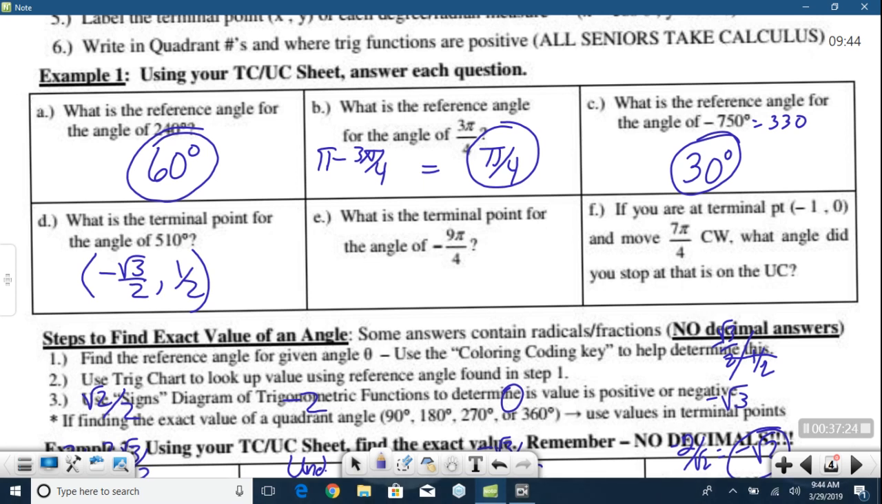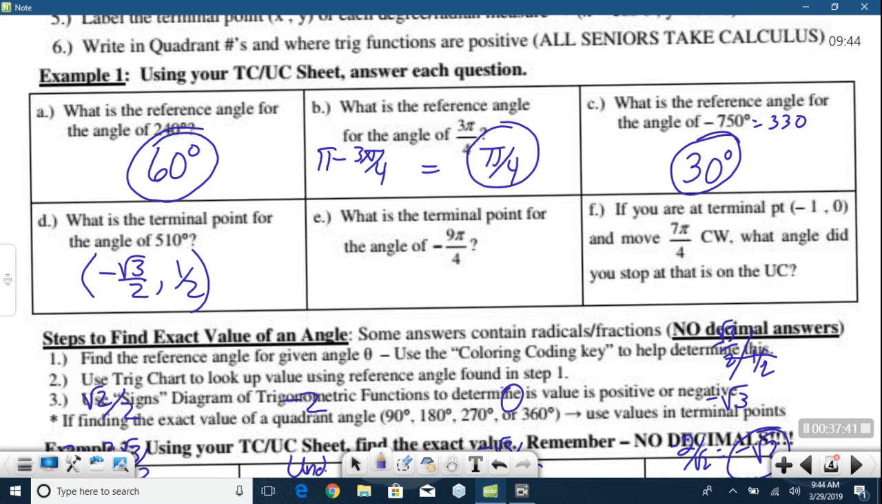Is that going to be a question on our quiz without a calculator? Yeah, it could be.